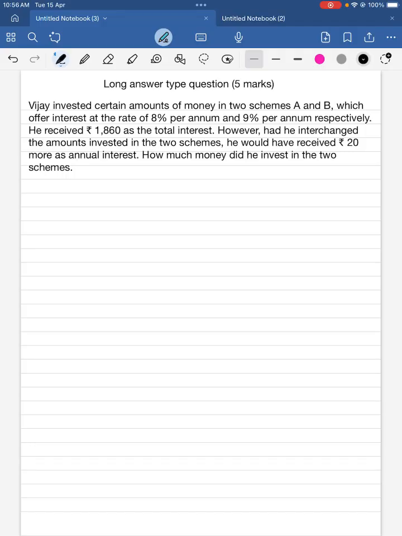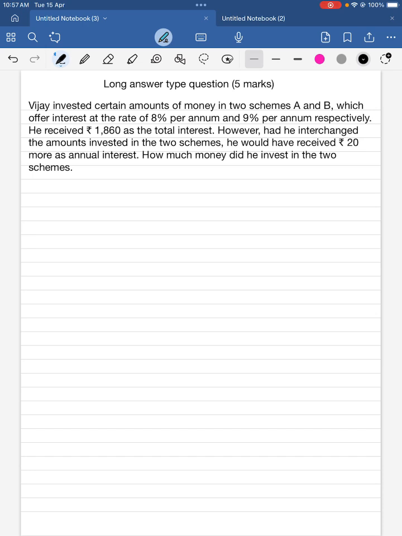Hi, this question was part of the CBSE 2025 board paper, and it was a long answer type question for 5 marks. And the question is like this: Vijay invested certain amounts of money in two schemes A and B, which offer interest at the rate of 8% per annum and 9% per annum, respectively, which means that he's been offered an interest of 8% for scheme A and 9% per annum for scheme B.